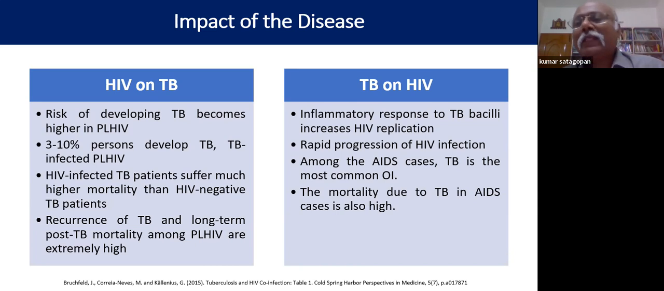What happens vice versa, the impact of TB on HIV, is that the inflammatory response to TB bacilli, the pro-inflammatory markers, have an impact. Even the co-receptors CCR5 and CXCR4 are activated more when TB is there in HIV, and the viral load increases. So there is rapid progression of the HIV infection, so there will be more AIDS cases. TB is the commonest OI, so mortality due to TB in AIDS is also very high. So this is a vicious two-way process, the HIV on TB and TB on HIV. So this is a very important opportunistic infection and pulmonary problem.